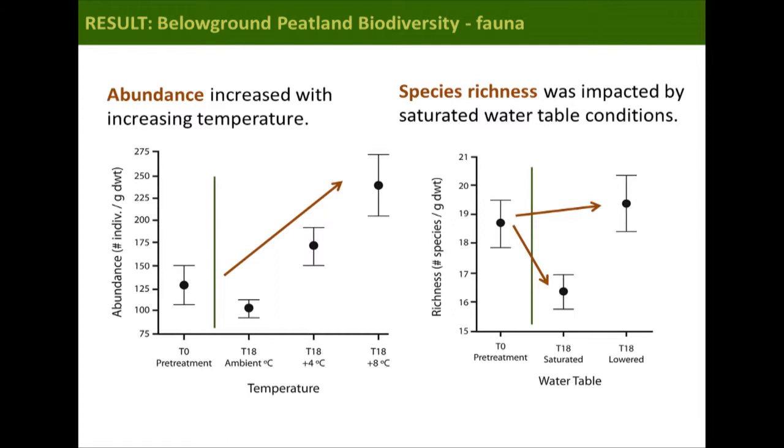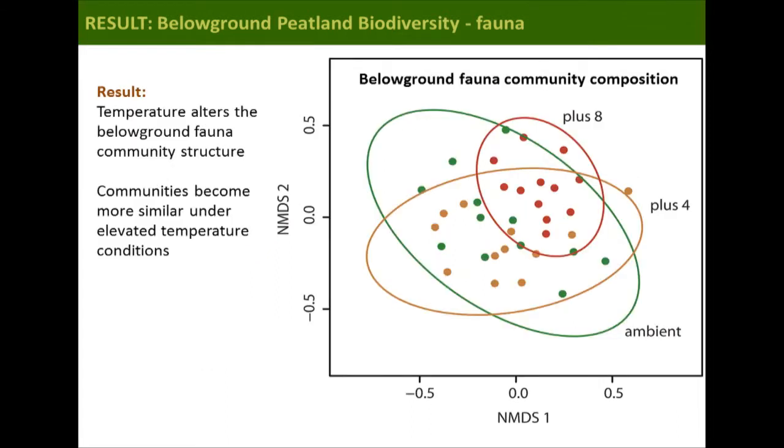The story for richness was a little bit different. We didn't actually see any effects of temperature. There were very few richness effects. The only decrease in richness that we did see was under a permanently saturated water table. However, when we look at who is there in the community, the community composition, this was completely driven by temperature.